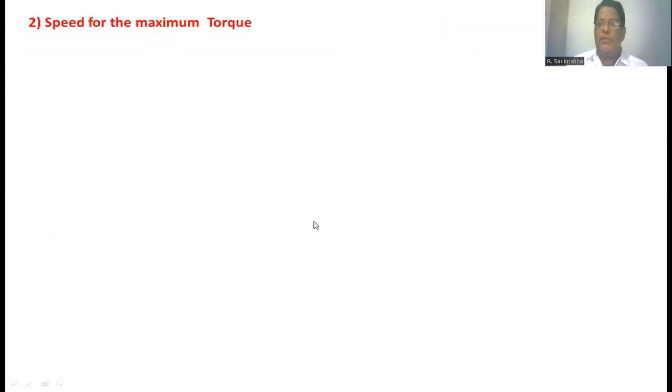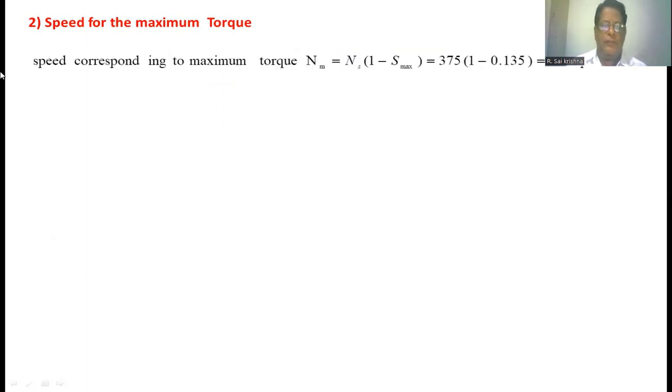Speed for the maximum torque. So already we calculated the slip at maximum torque. So the speed corresponding to the maximum torque, Nm equal to Ns into (1 minus Sm). Substitute all the values, we are getting 325 rpm.